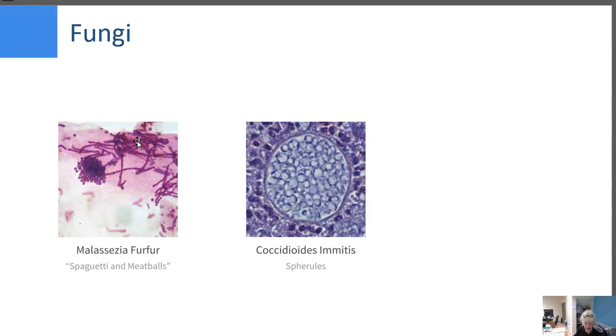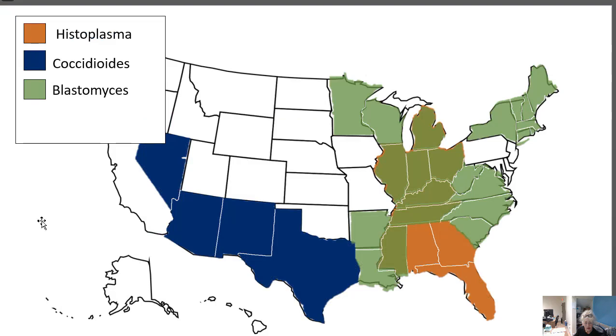So fungi, this is Malassezia furfur, spaghetti and meatballs. This is Coccidioides immitis, spherules and endospores. And they're showing you where different fungi are endemic. Coccidioides is the southwestern states, Blastomyces dermatitidis on the eastern part of the United States, Midwest, and then Histoplasma capsulatum.